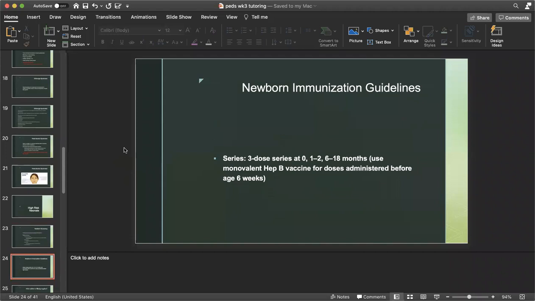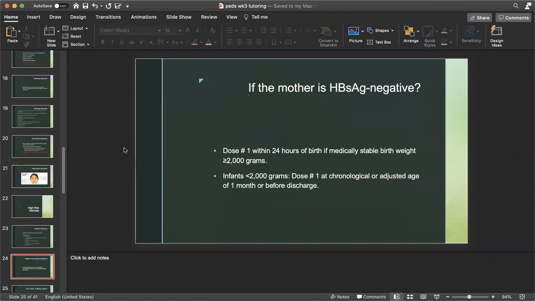So newborn immunization guidelines. So the main immunization she focuses on is hepatitis. So it's a 3-dose series at birth, 1 to 2 months, and then 6 to 18 months. So if the mother is HBsAg negative, dose number 1 will be given within 24 hours of birth if the baby is medically stable and their weight is above 2,000 grams. So they can't be a preemie, basically, if the mother is HBsAg negative and they need to get the first dose.